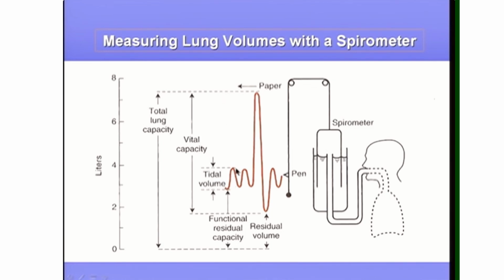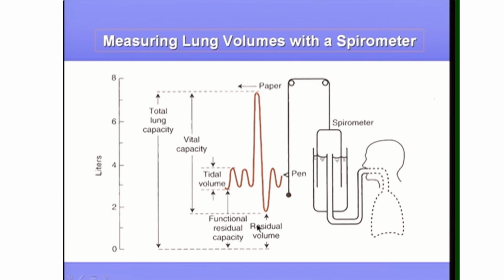So it's clear that we can measure several volumes with a spirometer. We can measure the tidal volume, for example, and we can measure the vital capacity, but we can't measure the residual volume, the functional residual capacity, or the total lung capacity because we can't measure the volume of gas in the lung at the end of a full expiration.